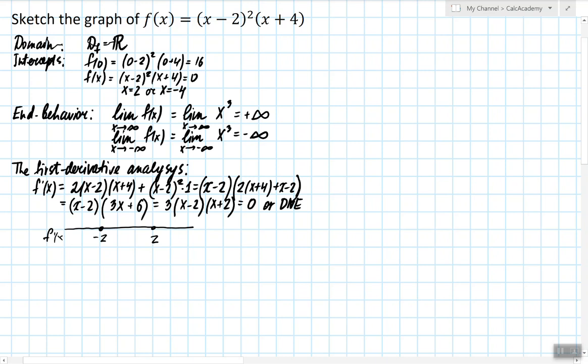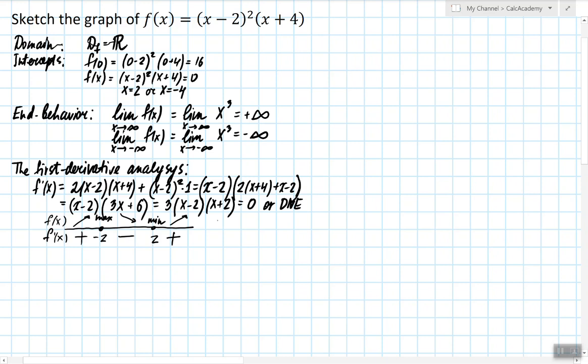We construct the sign chart of the derivative by either using the test points or by recognizing that this is an upright parabola, so it is positive on the right, negative in the middle, and positive on the left. So the function is increasing here, decreasing in the middle, and increasing on the right. So at -2 we have a relative max, and at 2 we have a relative min.